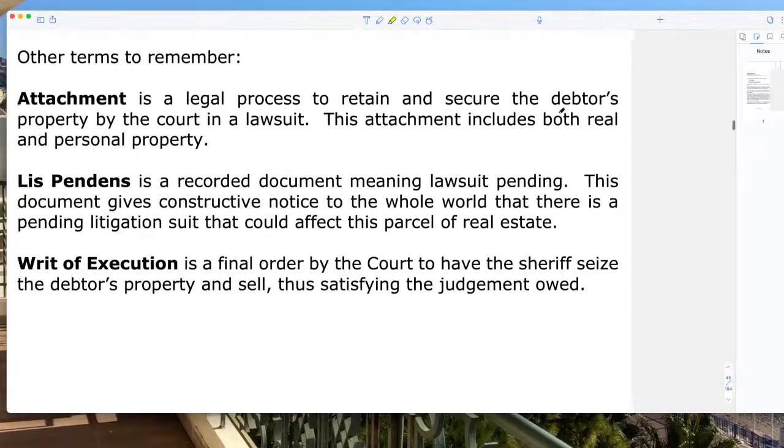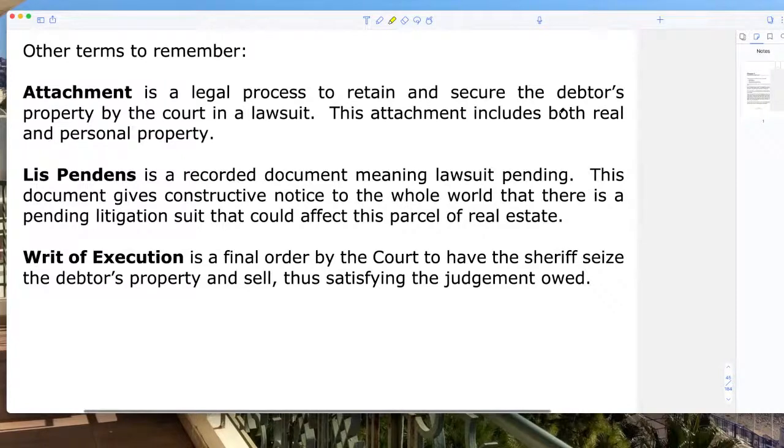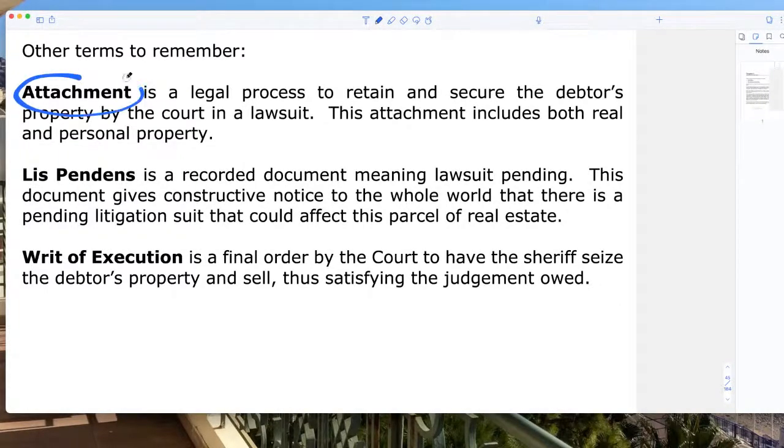A couple of legal definitions that you could see on the exam. This word called attachment. It is a legal process to retain and secure the debtor's property by the court in a lawsuit. That's called an attachment. And it can include both real and personal property. And this word right here, you could see, lis pendens, it's a recorded document that basically says there's a lawsuit pending.